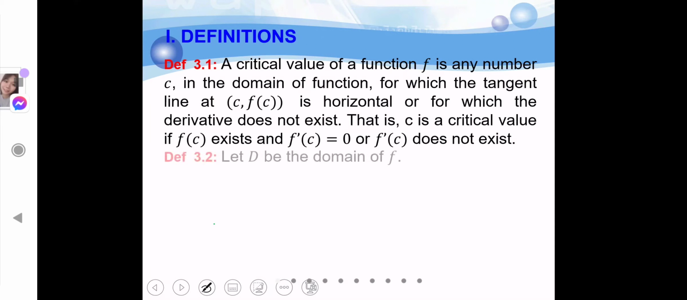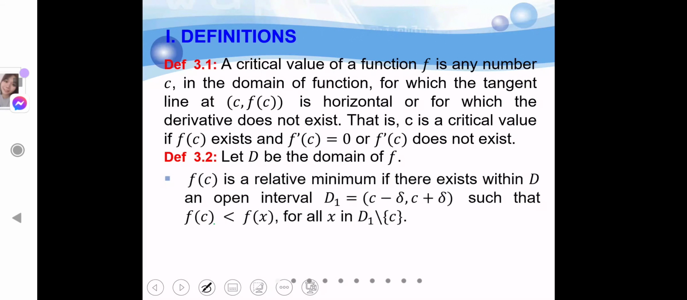Okay, now we move on to another definition. Let D be the domain of the function f. f(c) is a relative maximum or minimum if there exists an open interval from c minus delta to c plus delta such that this is satisfied. What does relative minimum mean?